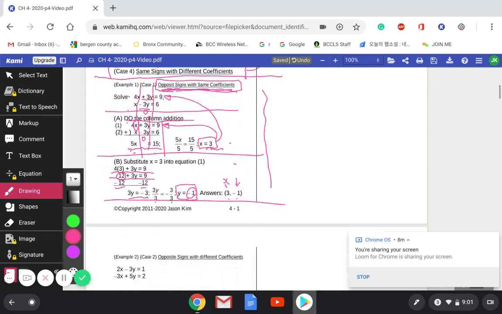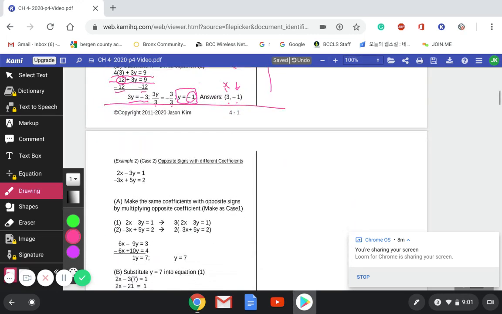Now let's look at case 2. What if you have opposite signs, but different coefficients? So if you look at the question in example 2, you have opposite signs. No sign means positive. This is negative. So you have opposite signs. That's good. But you have different coefficients.